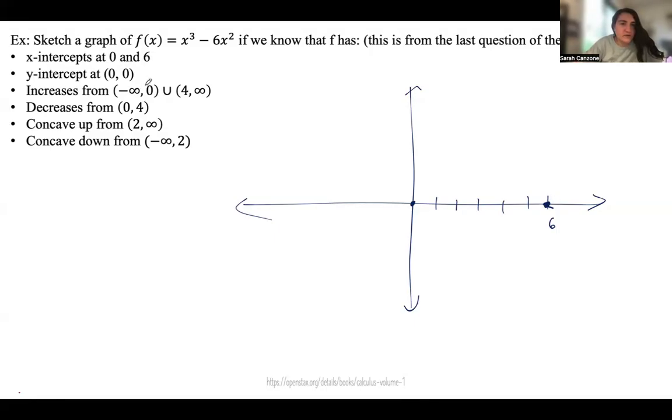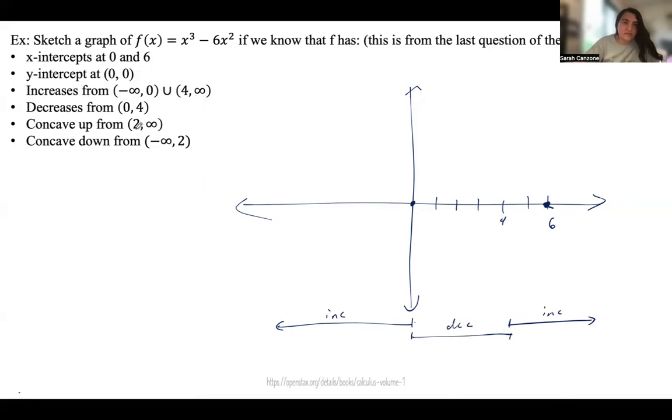I see that I increase from negative infinity to 0. So I increase here. And then I also increase from 4 to infinity. So here's 4, which is about here. And I increase from 4 to infinity. It says I decrease from 0 to 4, which is exactly what I have left. I decrease here.